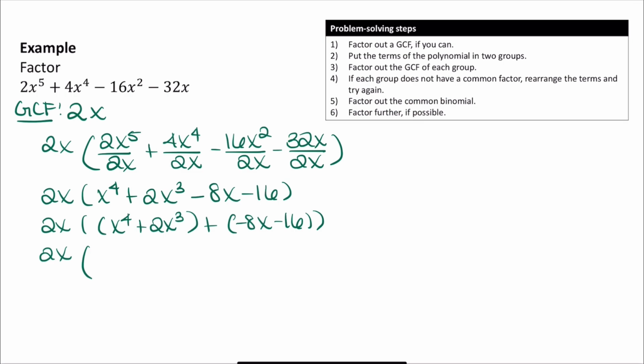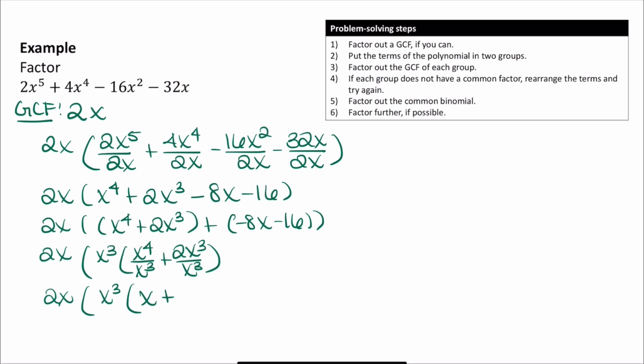So from this first group, I can factor out an x cubed. So I have x to the 4th over x cubed plus 2x cubed over x cubed. And I'm just going to go ahead and simplify that before I get to my next step. So x to the 4th over x cubed is just going to be x, plus 2x cubed over x cubed is just going to be 2. Now let's go to the second group.